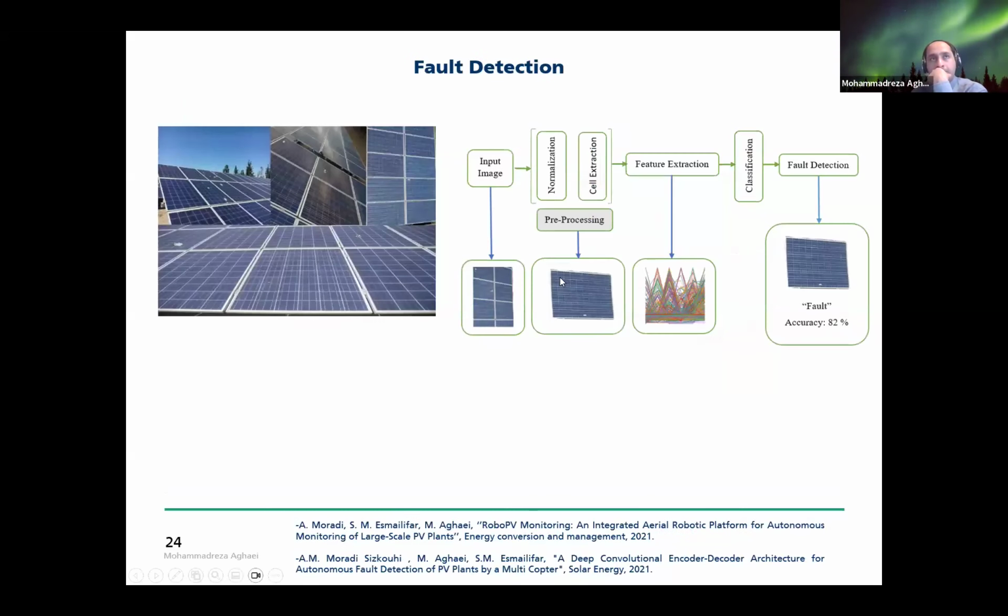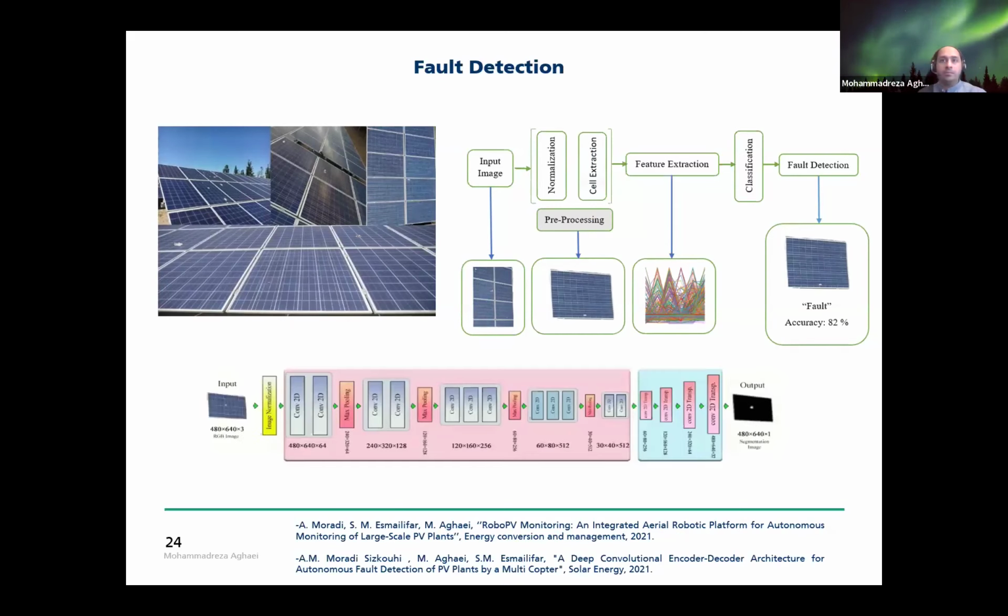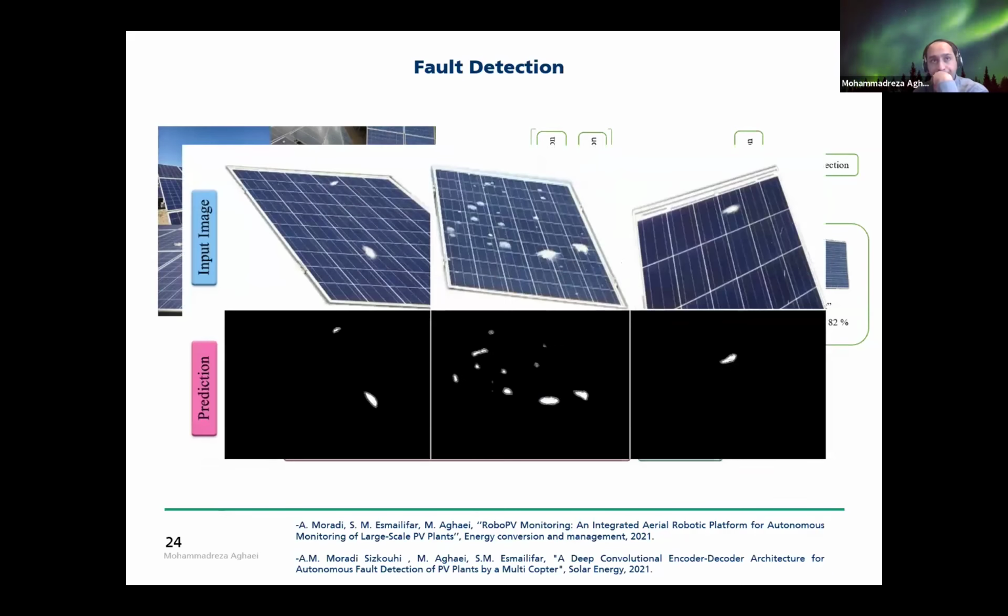We have another unit for fault detection. So RoboPV also includes the fault detection unit in order to detect failures, any failures which can be detected through the different sensors like RGB, thermal, or EL sensor. So we developed several algorithms in order to detect the failures. Here is an example for detecting bird drop failures.